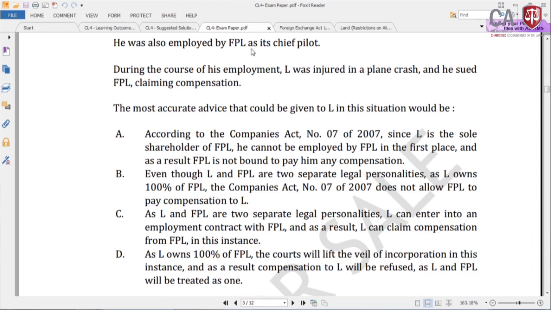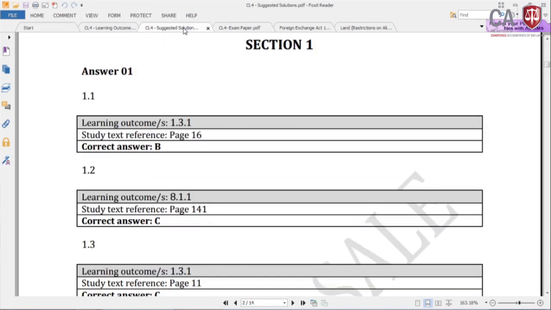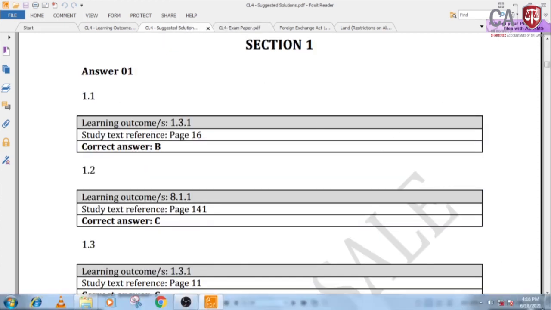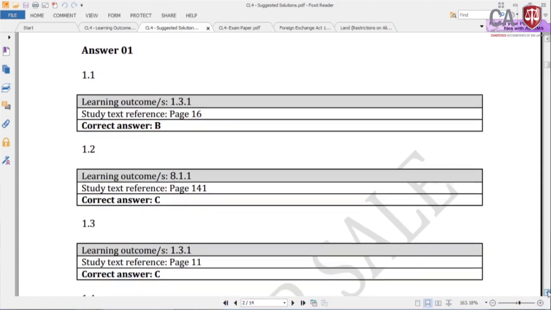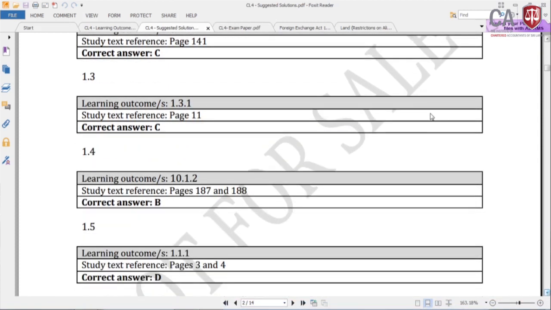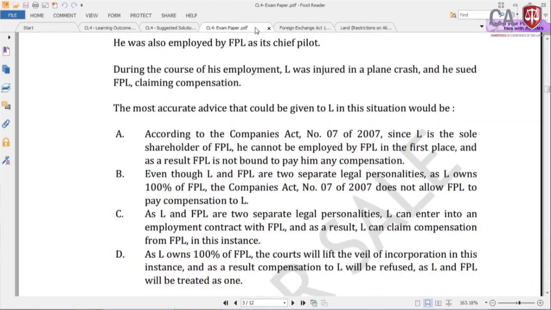So therefore, you can see that for question number 3, the answer is C. As I mentioned, the answer is C. As Larry and FPL are two separate legal personalities, Larry can enter into an employment contract with FPL, and as a result, Larry can claim compensation from FPL in this instance.